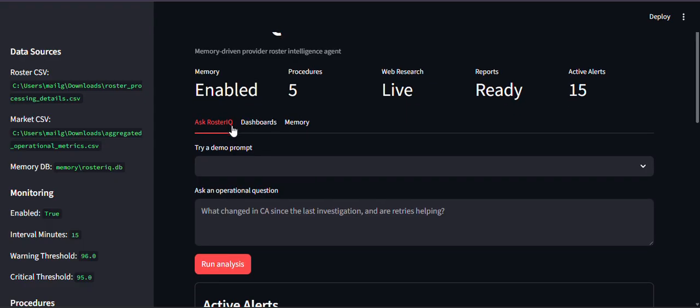The first tab is Roster IQ, and this is where the user asks questions in natural language, like why is the MD struggling, or are retrees actually helping in NY. The app doesn't just return a generic LLM response. Instead, a query enters a LangGraph workflow where a supervisor agent decides whether the question needs help from a pipeline health agent or a market analytics agent or both. So let me demonstrate it for you.